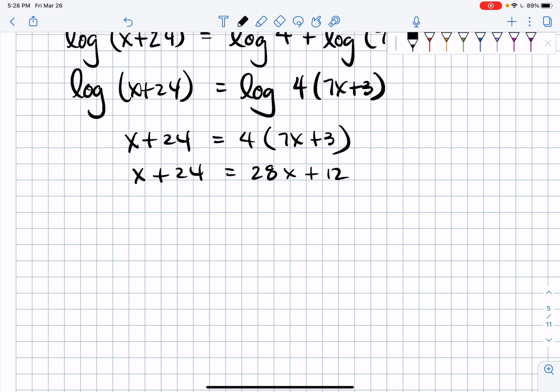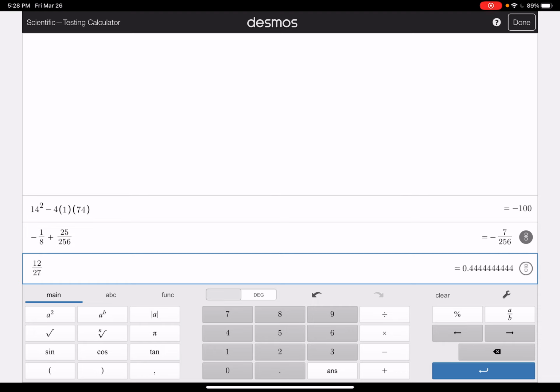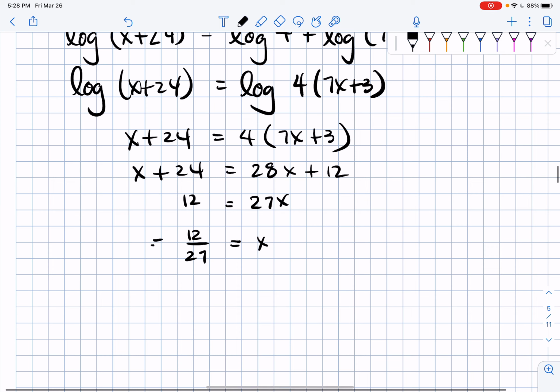Well, let me subtract that x over, so I get 27x. Subtract the 12 over, I get 12. So that means x is going to equal 12 over 27, which, 12 divided by 27, change the fraction, is 4 over 9. Actually, let me put it on this side. 4 over 9, which is choice B.